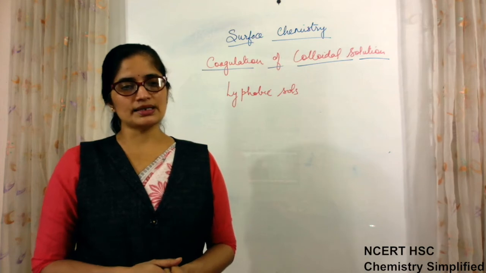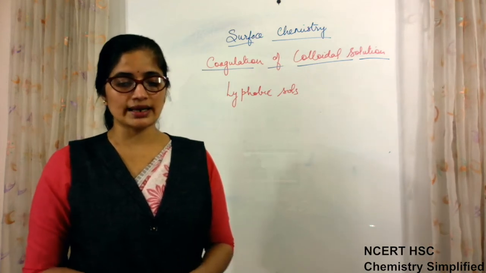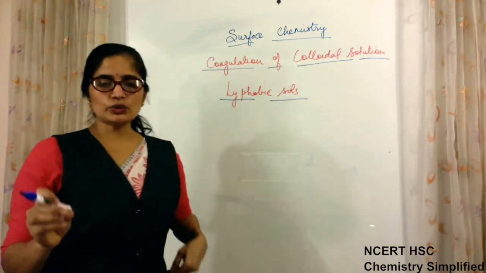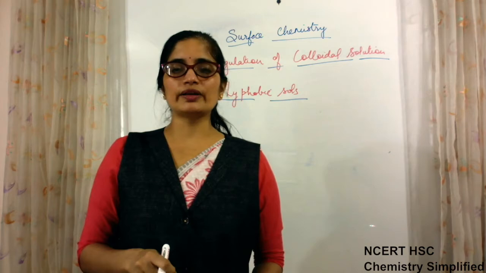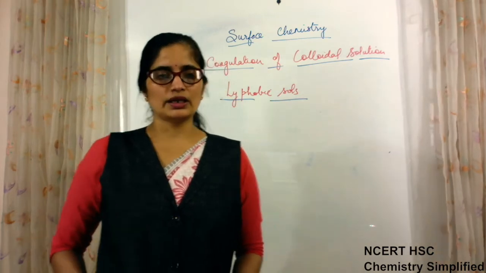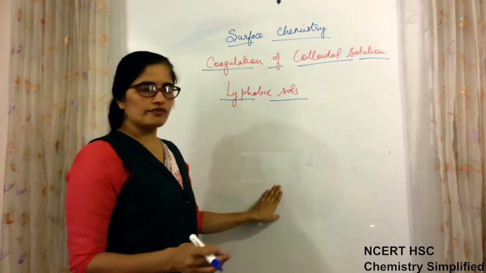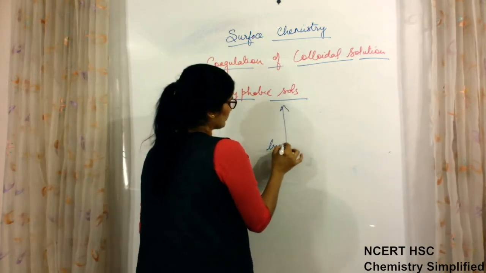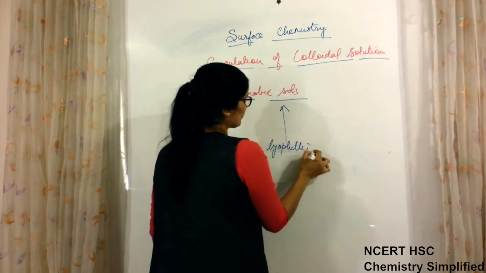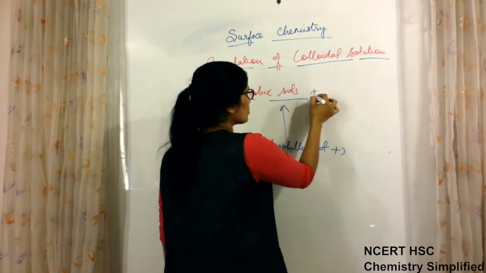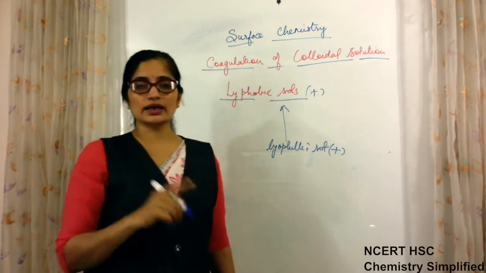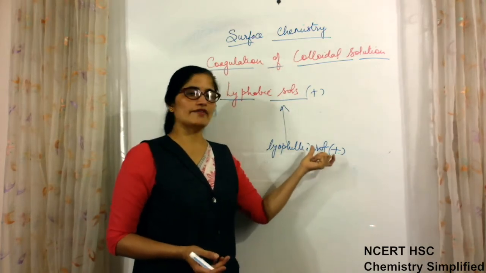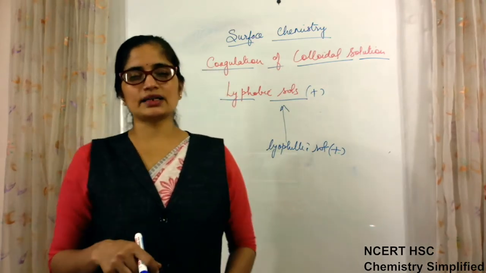So to provide it stability, in this case we add a small amount of lyophilic sol to the lyophobic sol. If a lyophobic sol has a positive charge, we will add a small quantity of lyophilic sol with the same charge. If it is positive, we have to add positive. If you add negative charge, then it will cause coagulation. So if a small quantity of lyophilic sol having the same charge is added, what will happen?